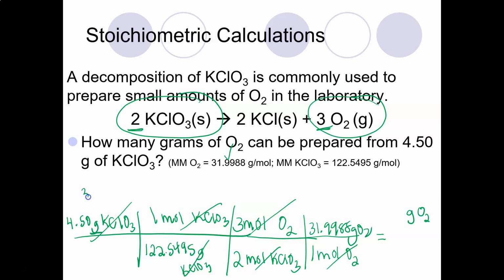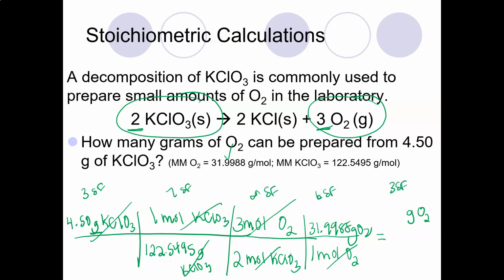So sig figs. This has 3 significant figures. This has 7. This has an infinite number of significant figures because they're perfect whole numbers. This one has 6 sig figs, so my answer will have 3 significant figures.